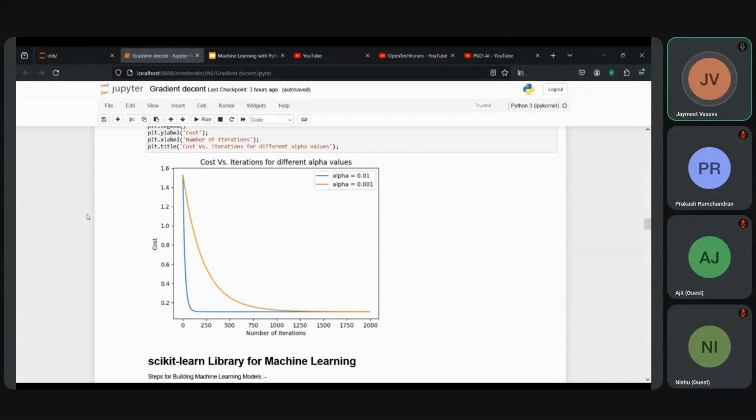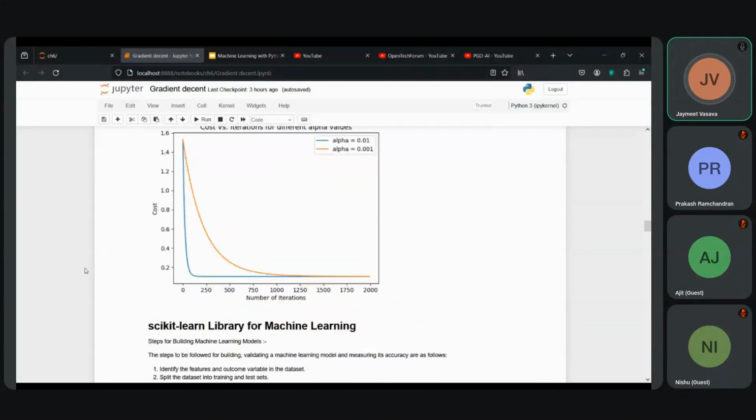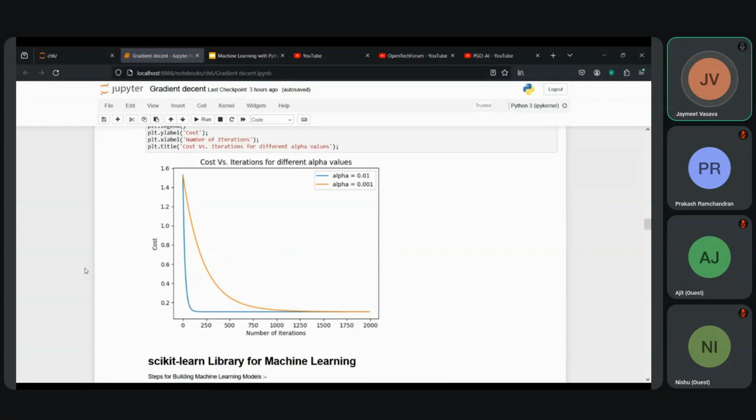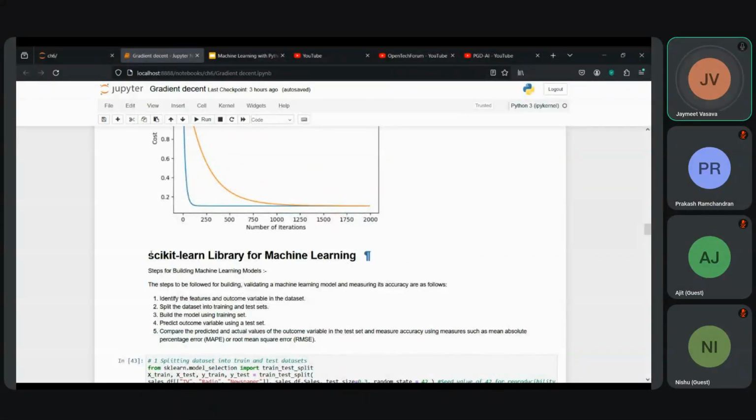And you can see that 0.01 learns faster and 0.001 has a slower learning rate, but 0.01 also has the risk of overshooting the minimum value and not finding it. So these were some of the basics that we covered for using NumPy, and now we'll be using the scikit-learn for the machine learning.